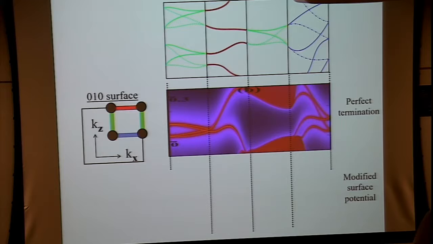How? Sorry. Oh yeah, that's absolutely correct. One needs to look at a surface which preserves this glide reflection symmetry. Surfaces that do not have this symmetry would generally be gapped. That's also a generic feature of topological crystalline insulators. One only obtains metallic conducting surface states on high symmetry surfaces. Yeah, exactly. All right. Okay, so now let me move on to the second part of the plan.